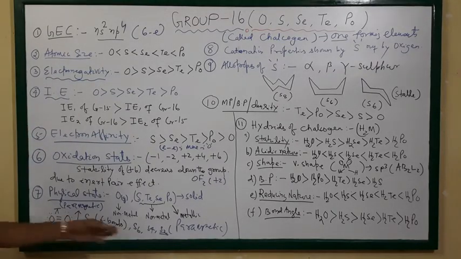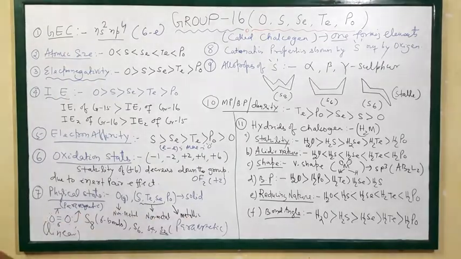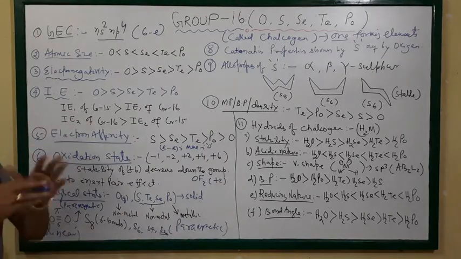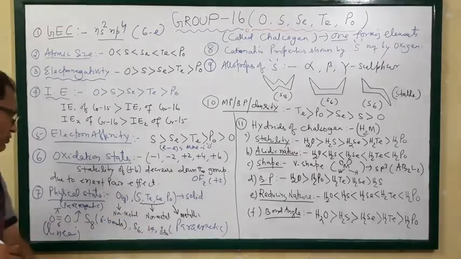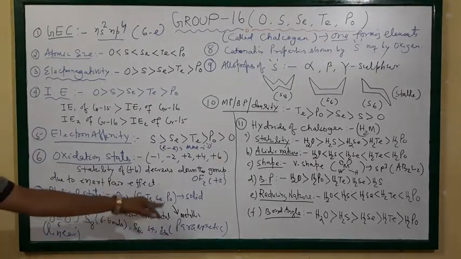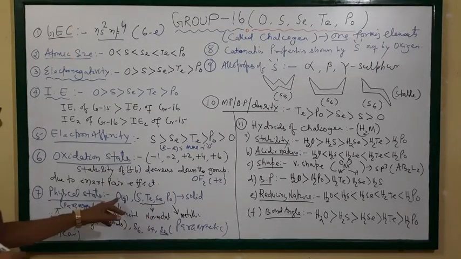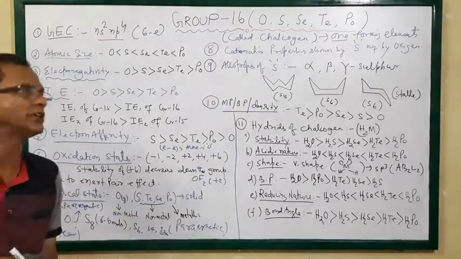And it exists in S8, S6, S4 forms. When it is heated, the chain, the cyclic structure breaks, forming smaller molecules. So these are the physical states: except oxygen, which is gas, the others are solid.